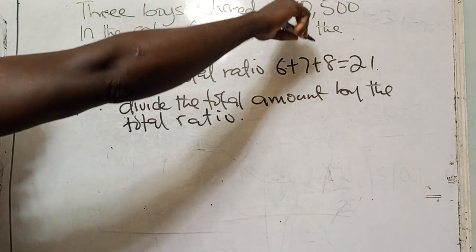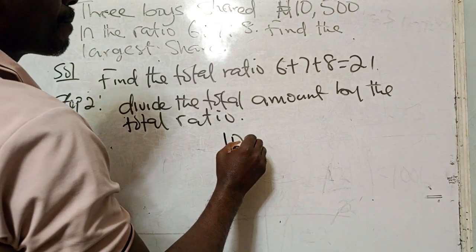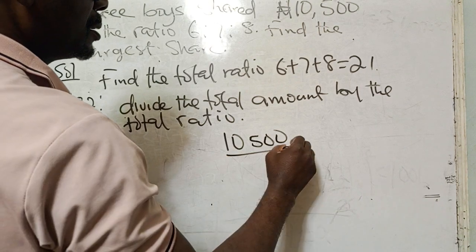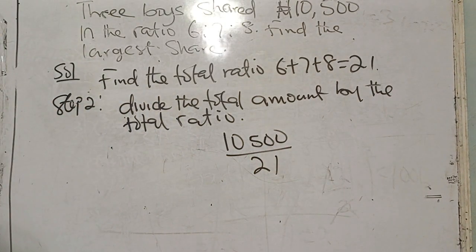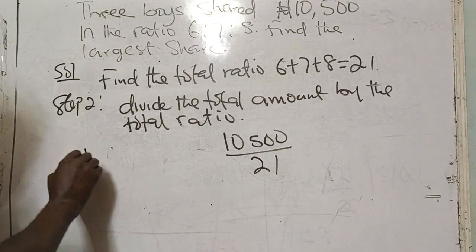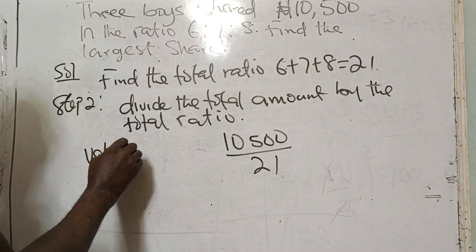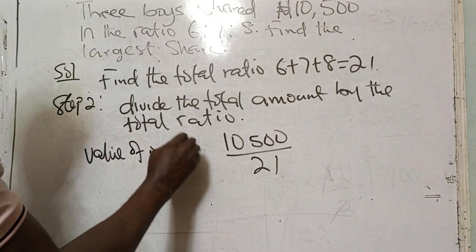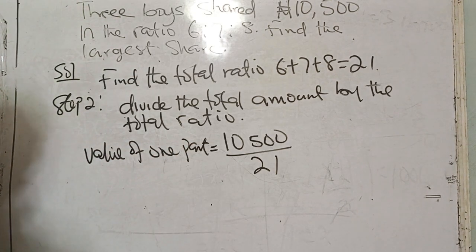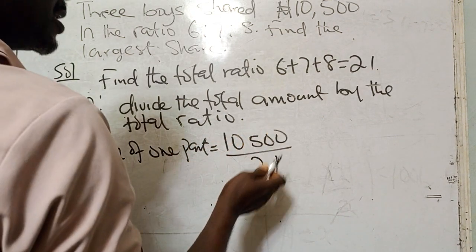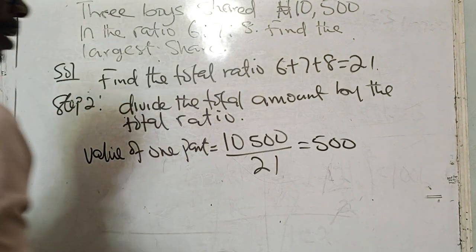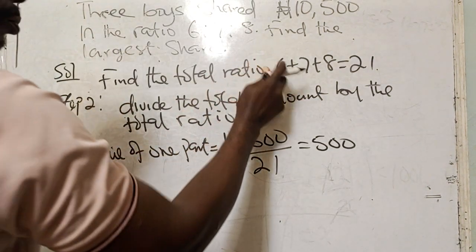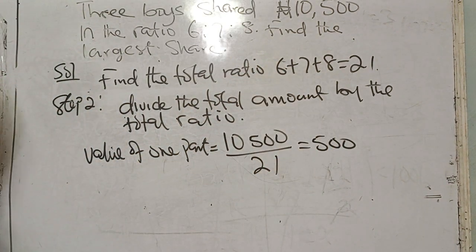So the total amount here is 10,500 divided by 21. When we do this, we are able to get one part. That means the value of one part will give us 10,500 divided by 21, and that will give us 500.